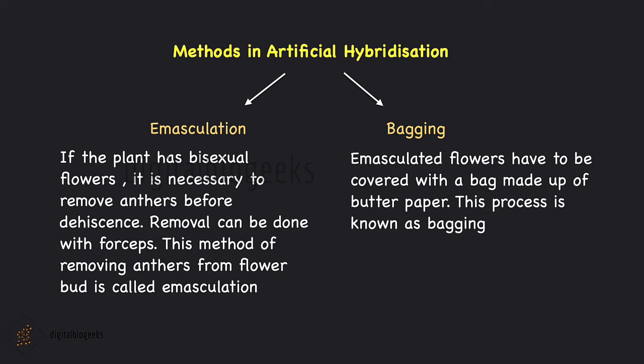When the stigma of the bagged flower attains receptivity, mature pollen grains collected from the desired flower can be dusted on the stigma. After this, the flowers can be rebagged and the fruits are allowed to develop. During artificial hybridization, only the desired pollen grains are introduced into the stigma. As a result, there will be no pollen rejection. If the plant has only unisexual flowers, autogamy will not happen and there is no need for emasculation. Bagging is done before the flowers are opened and the rest of the procedures are same.